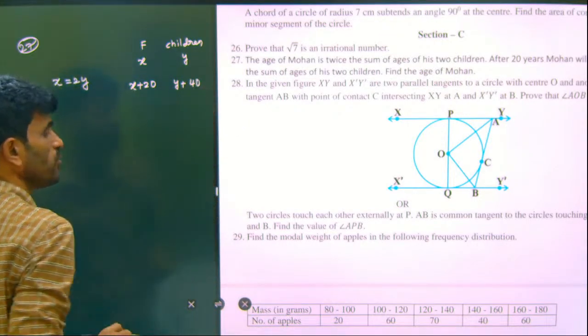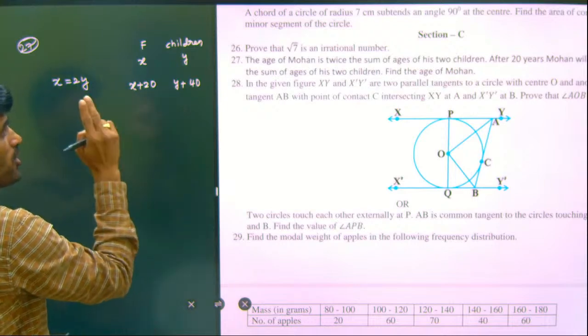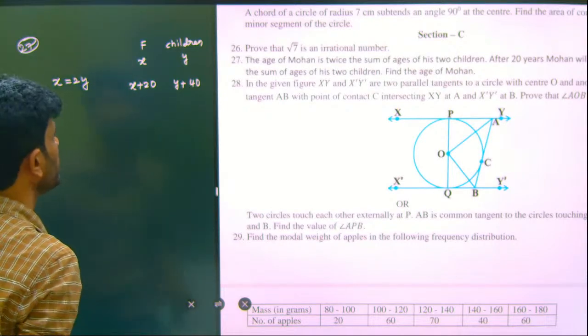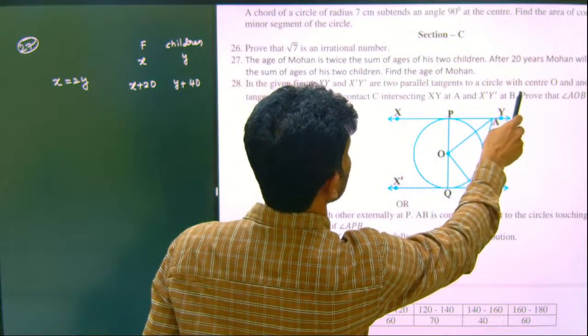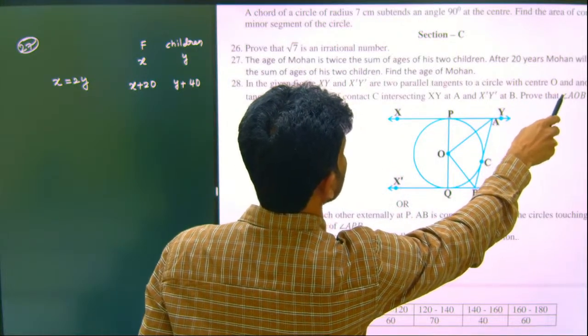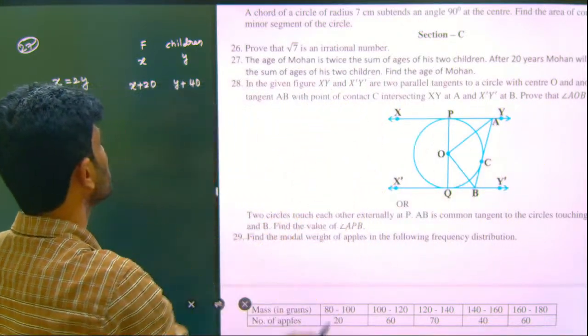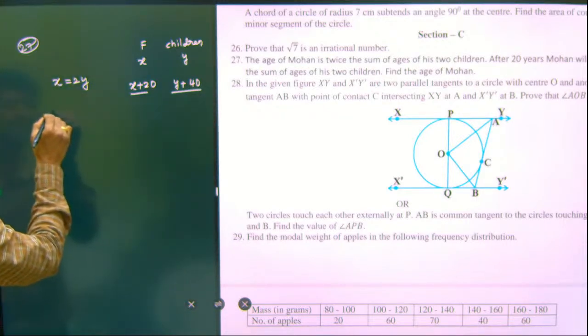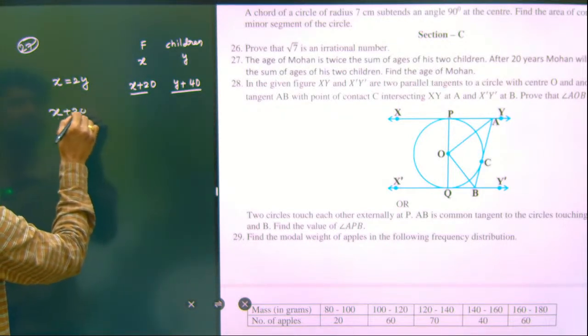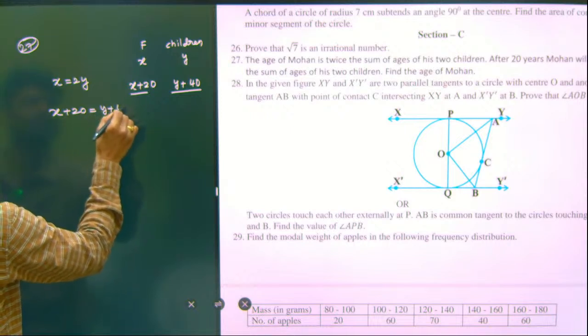For father only 20 will be added, but for children, because they are 2, 40 will be added. You have to be very careful here. After this, what is given? After 20 years, Mohan's age will be equal to the sum of the ages of the two children. Means these two are equal. So the second equation will become x plus 20 is equal to y plus 40.